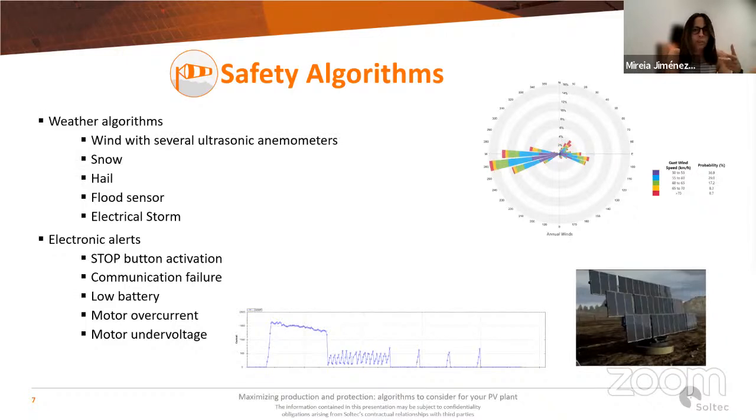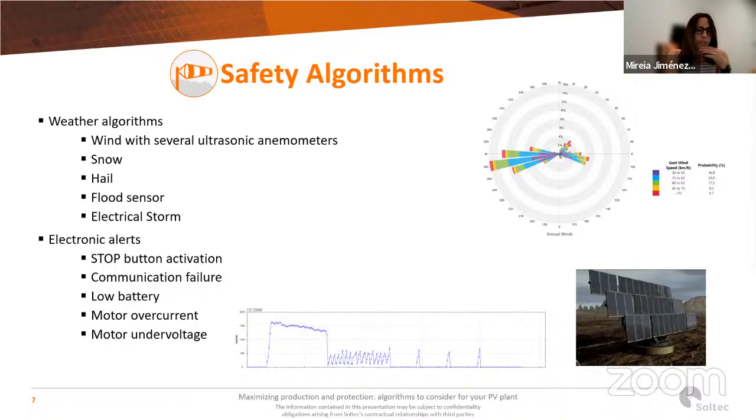There are other algorithms for snow, flood, even thunderstorm, but that brings us also to the algorithms related to the electronics and communication system. Within the electronics, we will have, if any operators activate the stop button, if there's any failure in the communications, if there's low battery, or if, for example, there is an overcurrent or an under voltage in the motor. Motor overcurrent algorithm aims to prevent the motor and battery from breaking and to try to get out of the stow position.